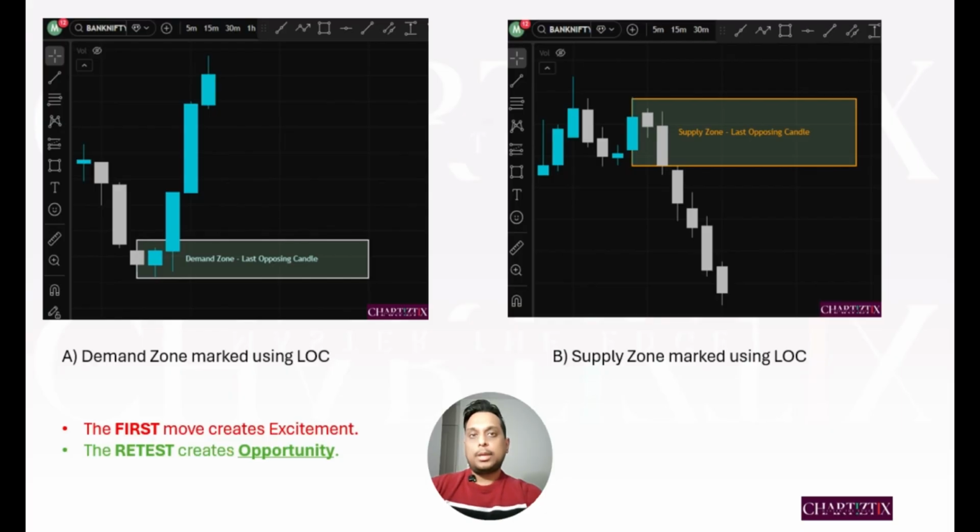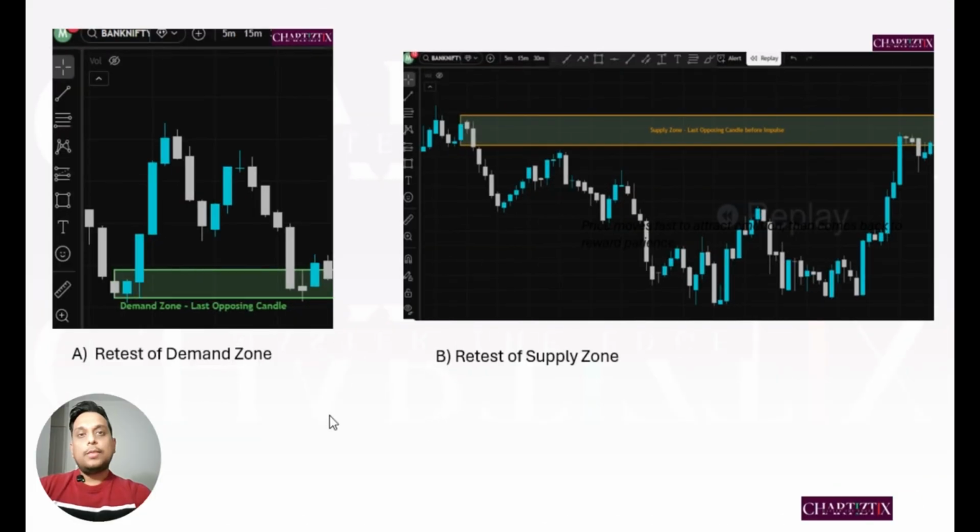That's why I put here in red, first move creates excitement. Our execution would be in the second move, which is retest. So retest creates those opportunities. You will see these two images showing you that the market is retesting our demand zone in the left picture and market retesting our supply zone in the right side picture. Retest into a demand zone offers discounted price for buyers and retest into a supply zone offers premium to sellers.